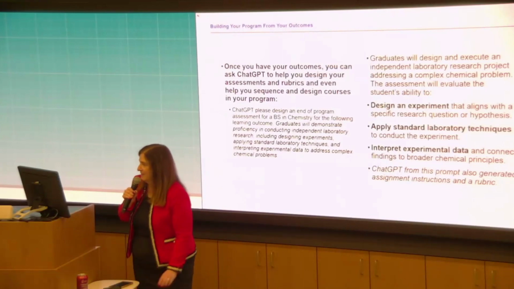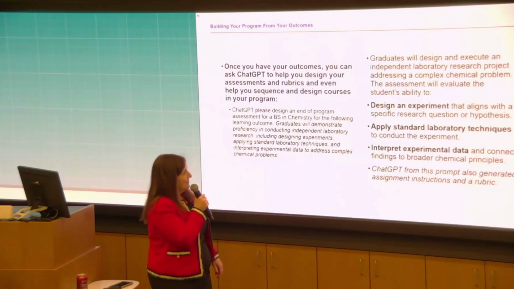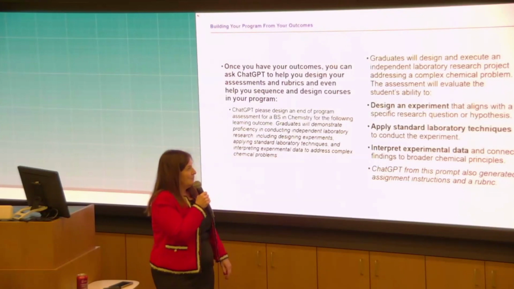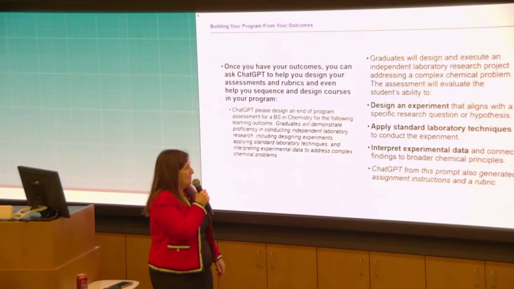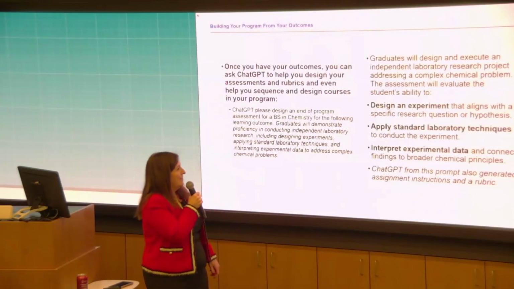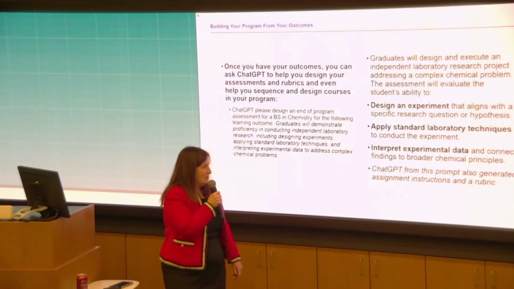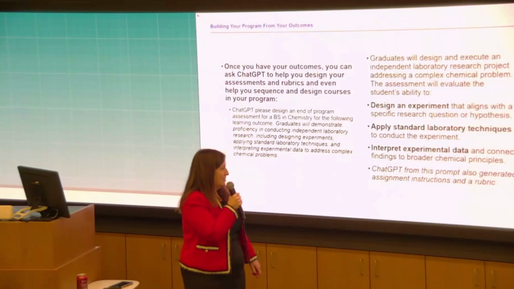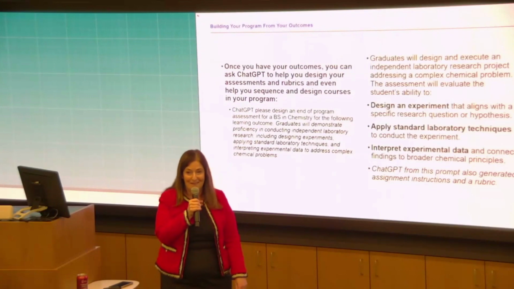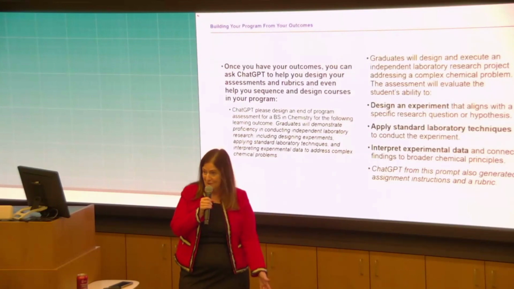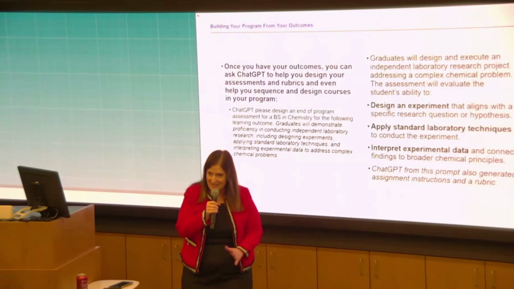So what it gave us is, graduates will design and execute an independent laboratory research project addressing a complex chemical problem. The assessment will evaluate the student's ability to design an experiment that aligns with a specific research question or hypothesis, apply standard laboratory techniques to conduct the experiment, interpret experimental data, and connect findings to broader chemical principles. And as I said, it gave me step-by-step on what you would give the students and a rubric to go with that. And again, we wouldn't just take what it's giving us.